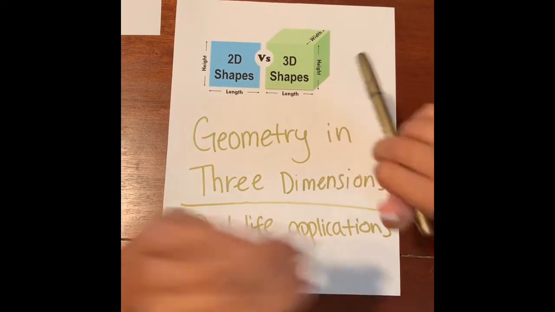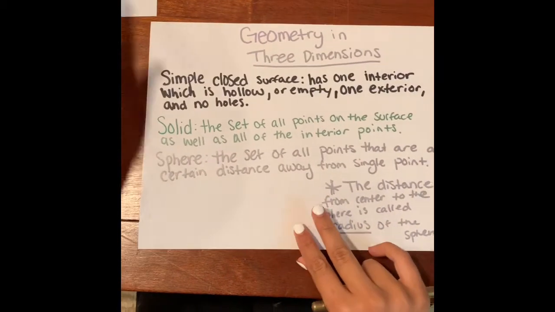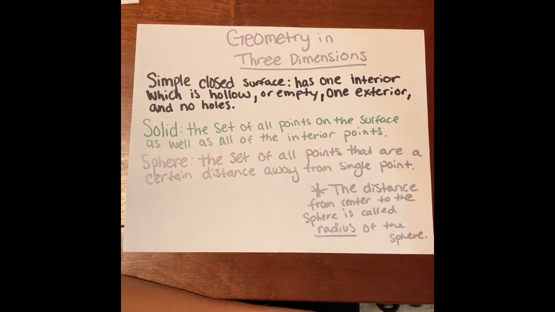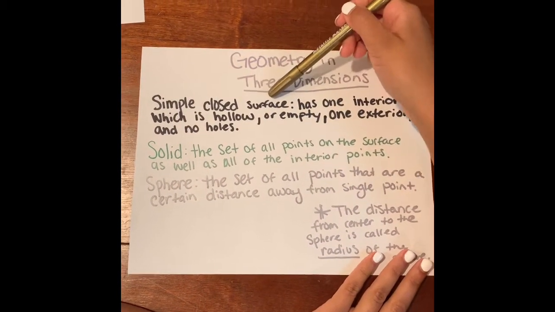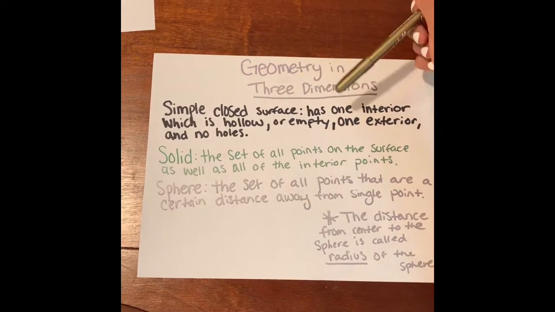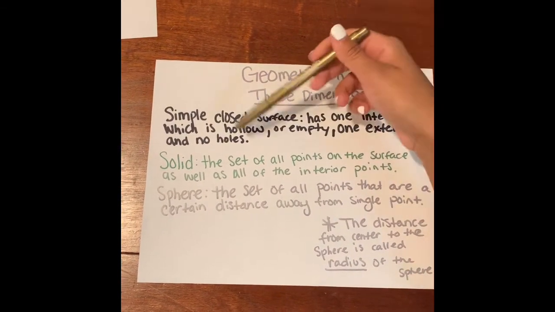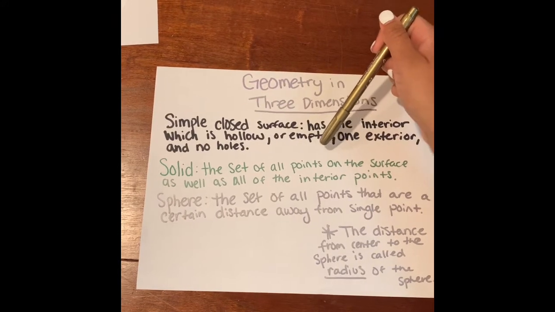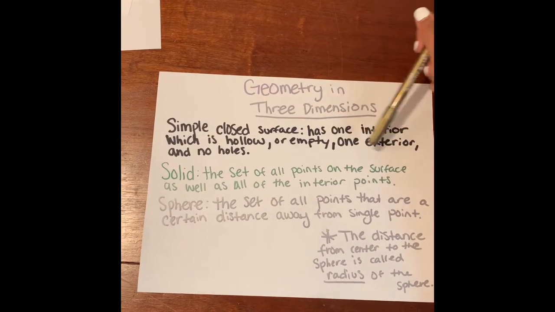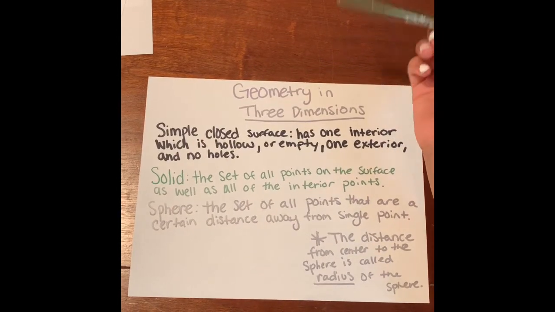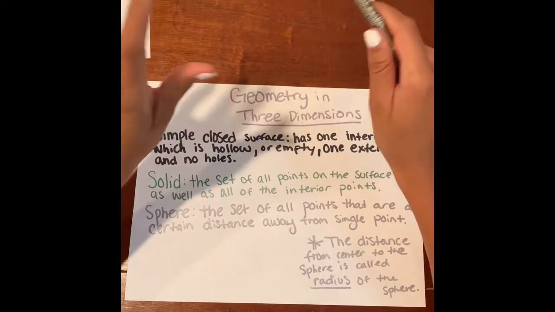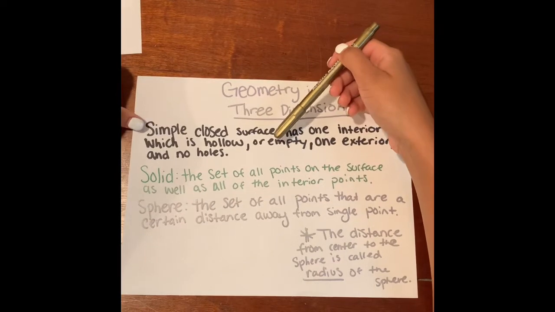So now we're going to do some important terms we need to know to understand the lesson. First, we have simple closed surface. A simple closed surface has one interior, which is hollow or empty, and one exterior, and has no holes. So it means pretty much any figure that has no opening and is hollow and empty on the inside.